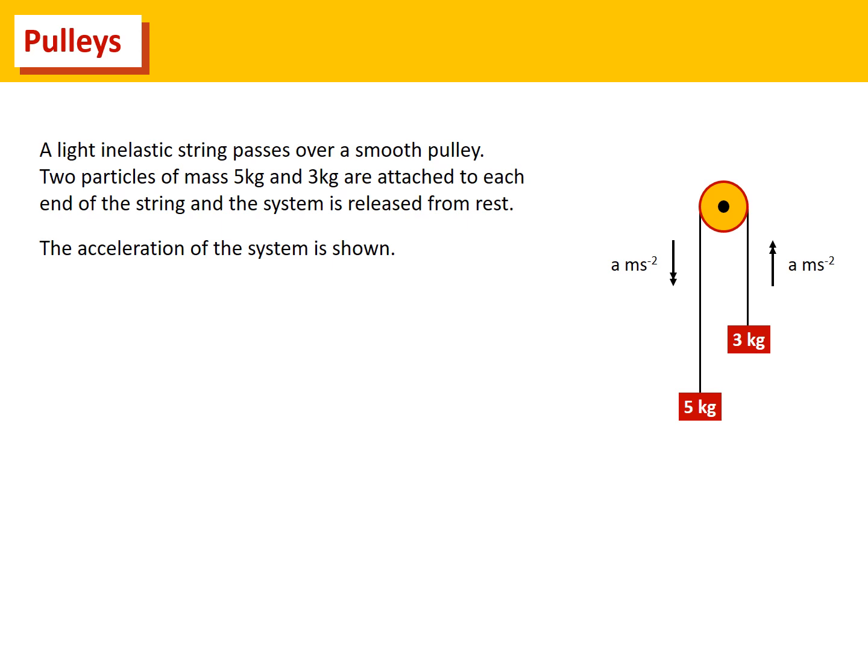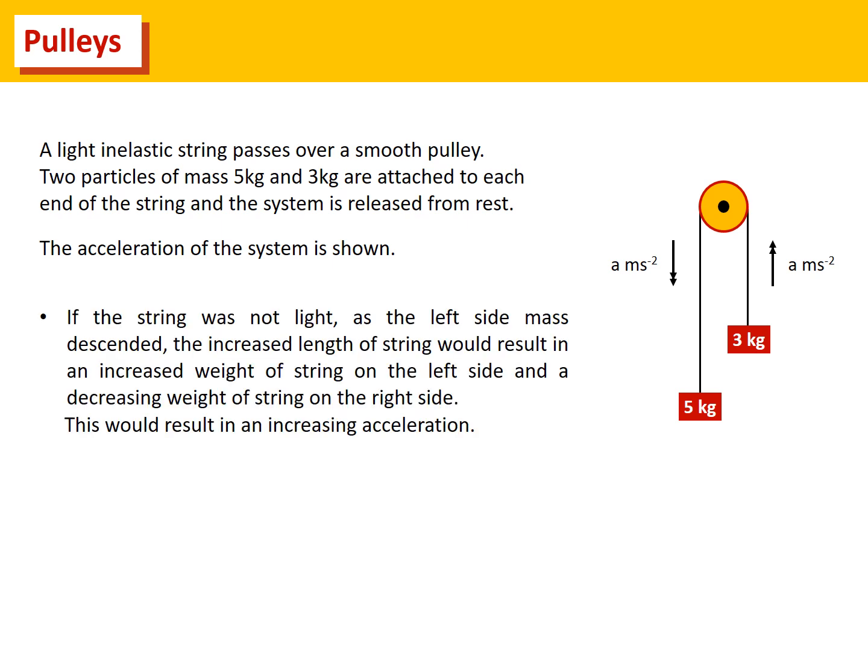So for example, a light inelastic string. If the string was not light, as the left side mass descended, you would have a greater length of string on that left side and less string on the right side. If the string doesn't have a mass, that does not matter. But if it does have a mass, you would have a greater and increasing mass on the left-hand side and a shrinking mass on the right-hand side. And this would result in a change, an increase in the acceleration. So you would not have constant acceleration if the string was not light.